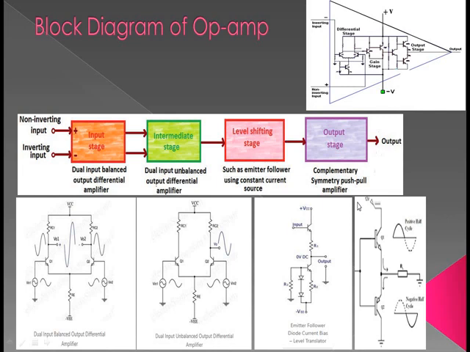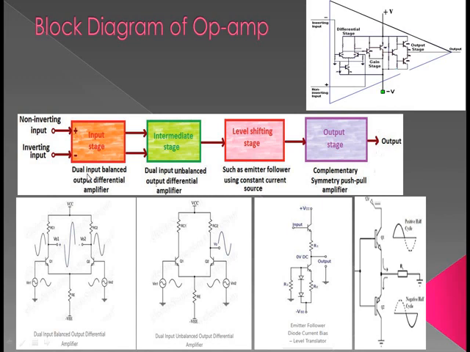So next point is block diagram of op-amp. Inside op-amp there is various circuitry present. You can see here. Basically there are four types of circuit present inside the op-amp. Here the four types of circuit are shown in the block diagram. First circuit is input stage, then intermediate stage, then level shifter stage, and then output stage. So we are going to see each of the blocks in detail.